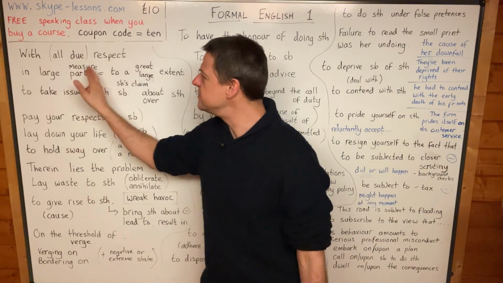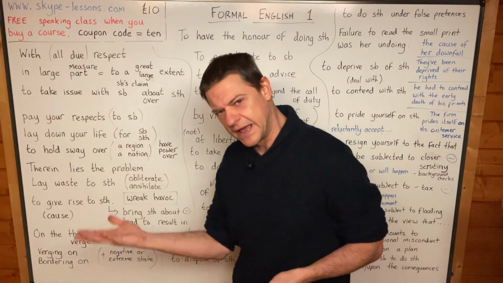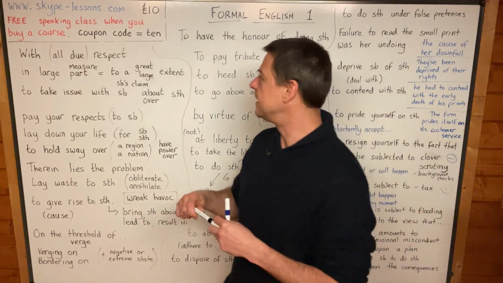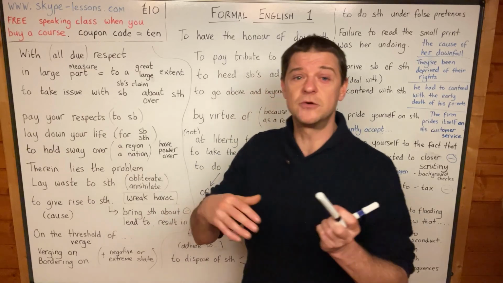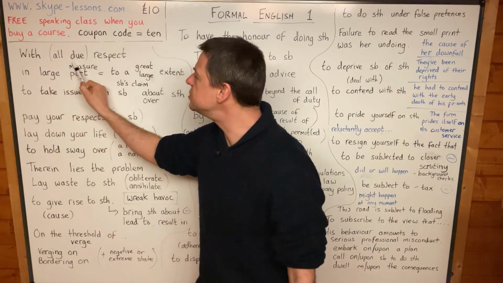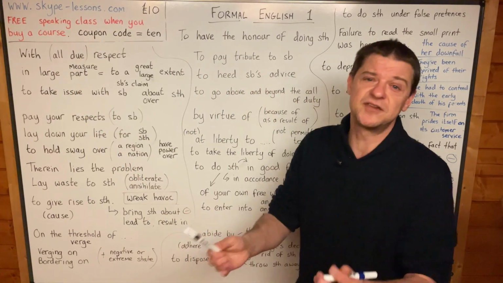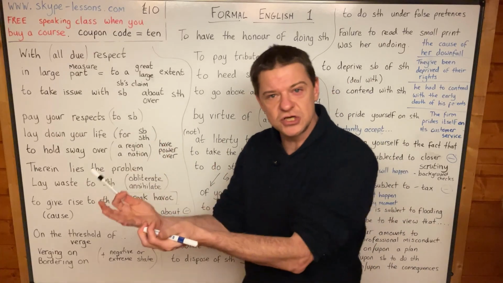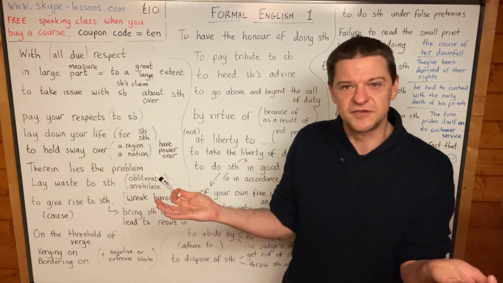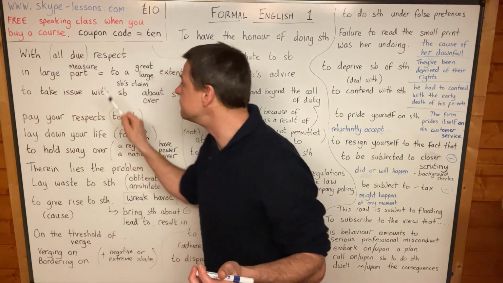So, expressions in formal English. The first one, with respect. This is to show your respect to somebody, yeah? You say with respect, but it's quite formal. And you use it in formal situations when you want to show somebody that you do respect them. And we often say with all due respect. All due respect means all the necessary respect that I ought to show, because you're a respectable person. And so I want to show my respect, with all due respect.